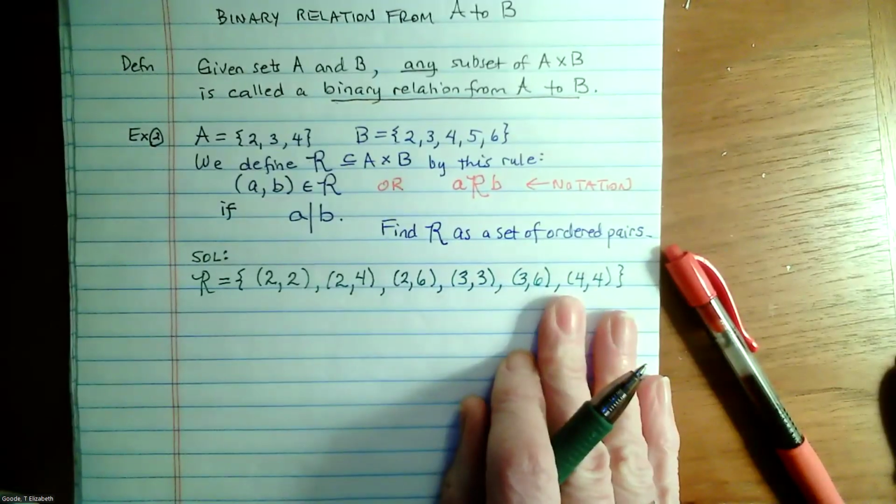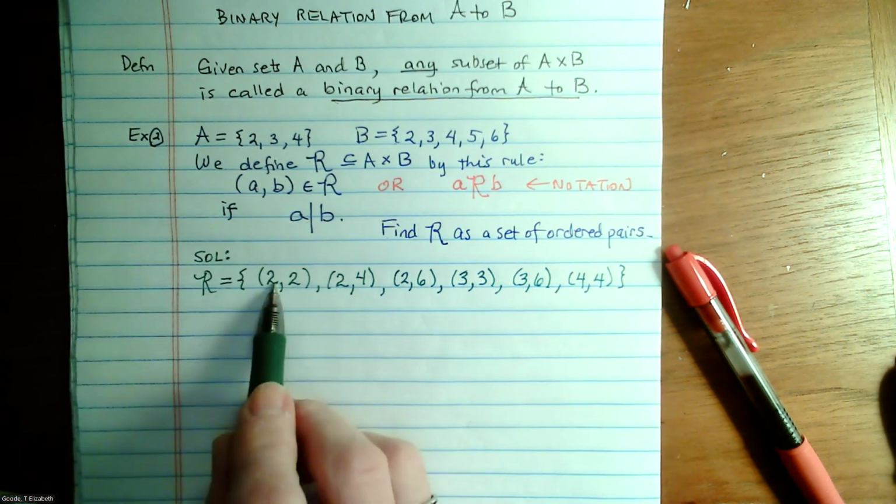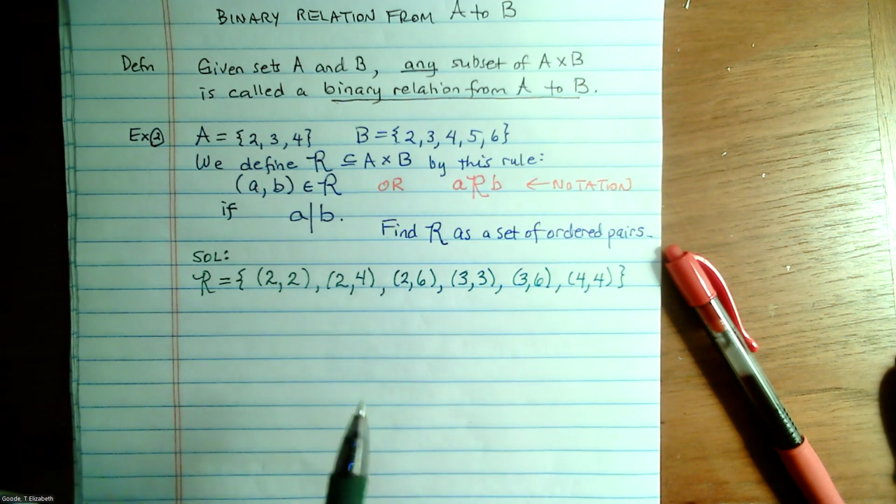So notice this is a binary relation from A to B, but it's certainly not a function, is it? It breaks the definition of function because some of these elements from A are pairing up with more than one element from B.